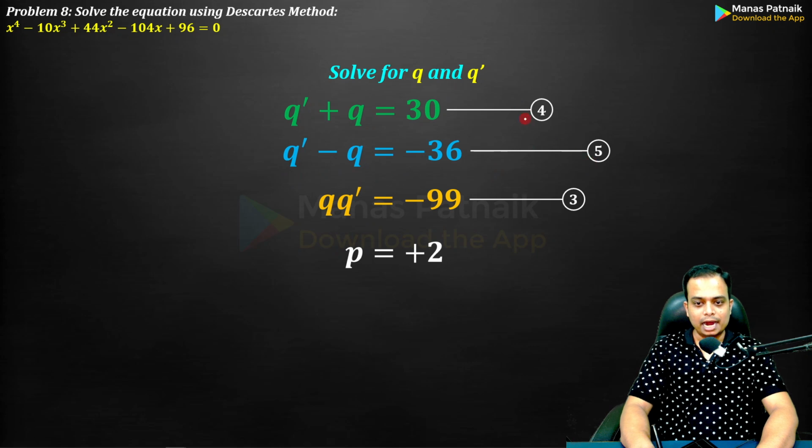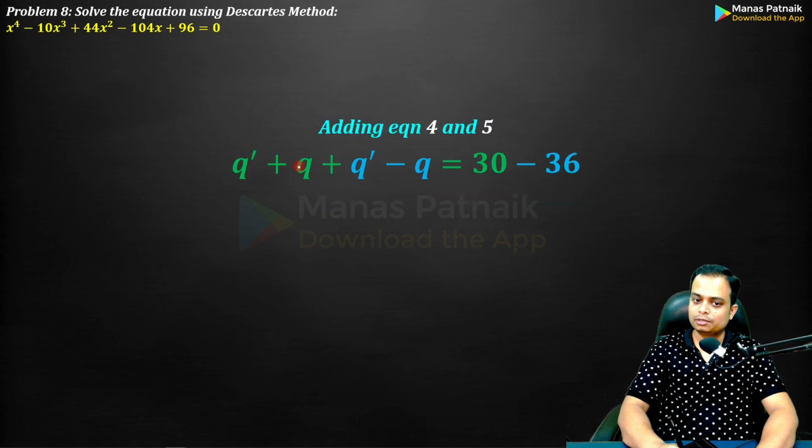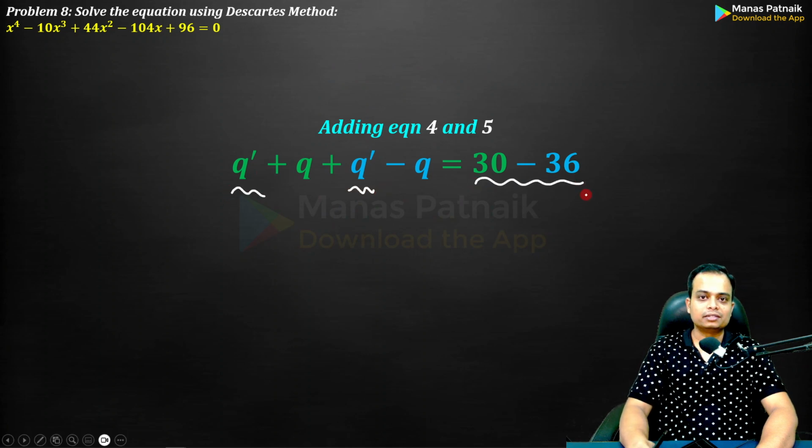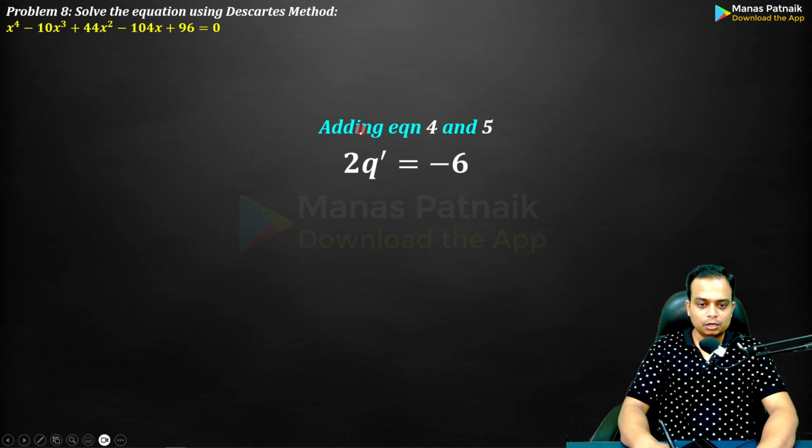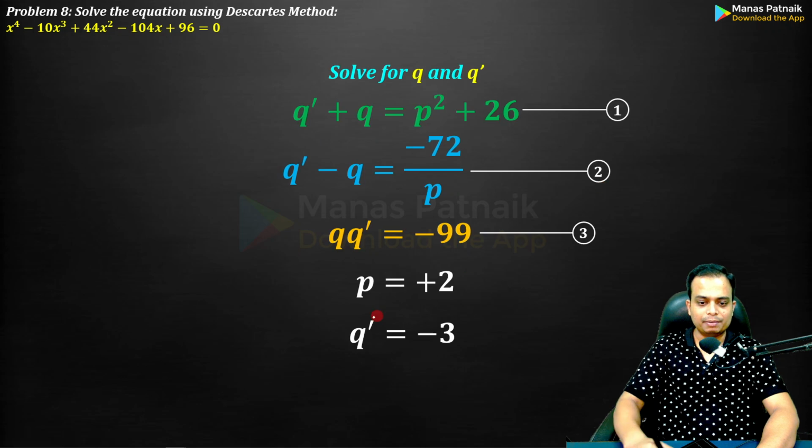Wonderful. Add both of these equations. Plus Q and minus Q will cancel. Q dash plus Q dash will become 2Q dash. This is going to be equal to 30 minus 36, that is negative 6. Q dash will be equal to negative 3. Easy? Very easy, sir.